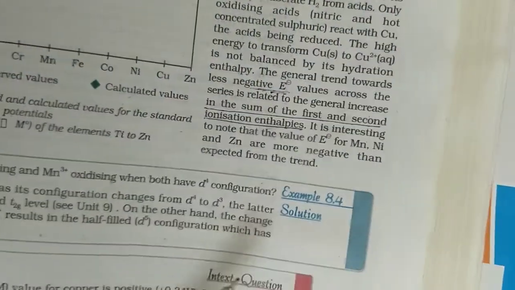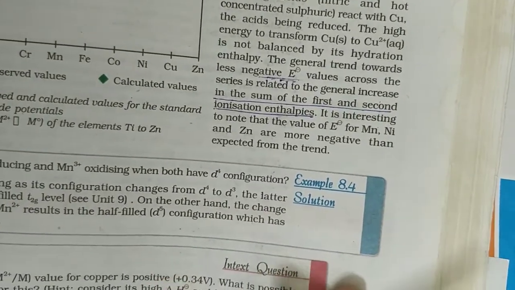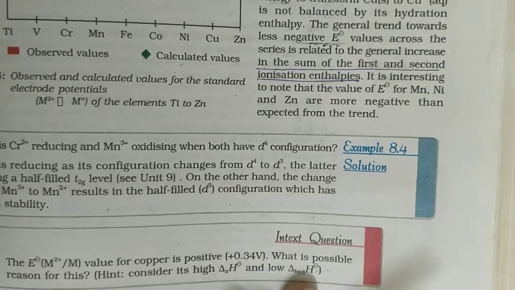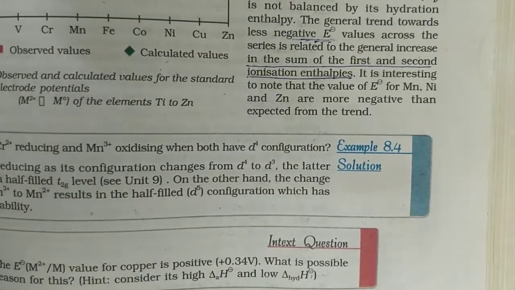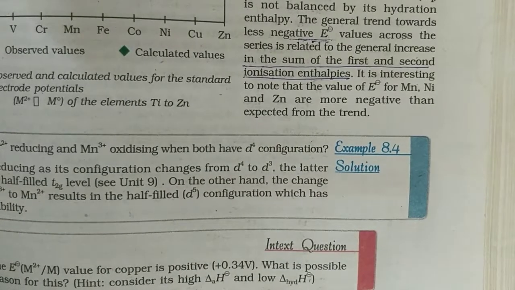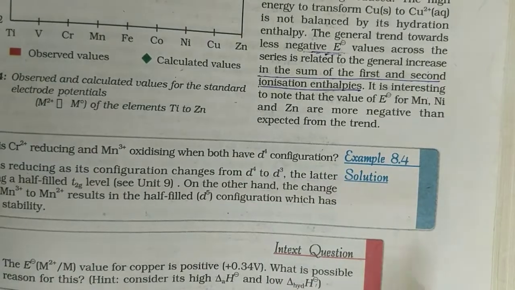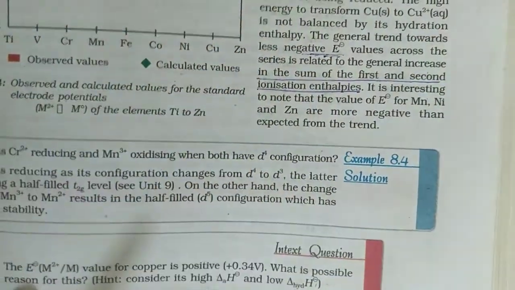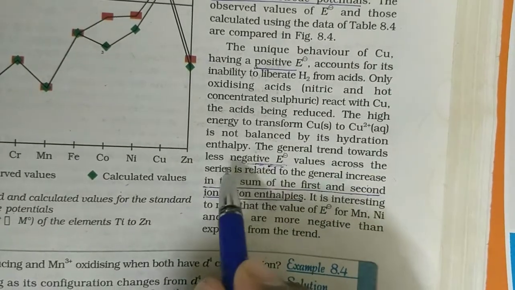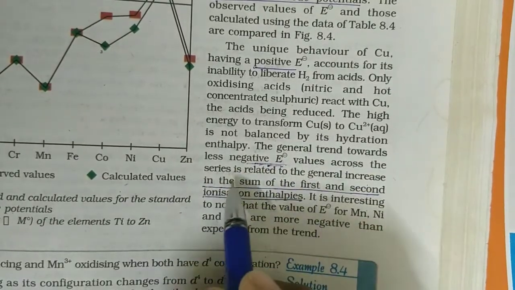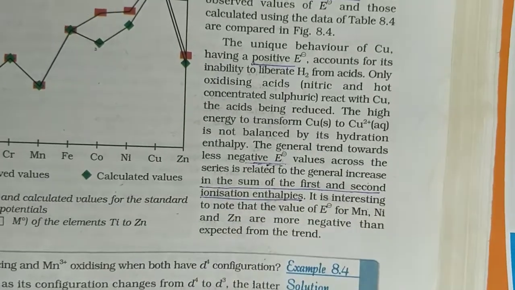Okay. Finally, I will give one conclusion. When there is a high reduction potential value when compared to other metals, it will undergo reduction easily. When there is a low reduction potential value when compared to other metals, it will undergo oxidation easily. Those points we want to remember highly. Is it okay, ma? Now, this study is clear. I hope you understood why they have less negative E0 values across the series: it is related to the general increase in the sum of the first and second ionization enthalpies.